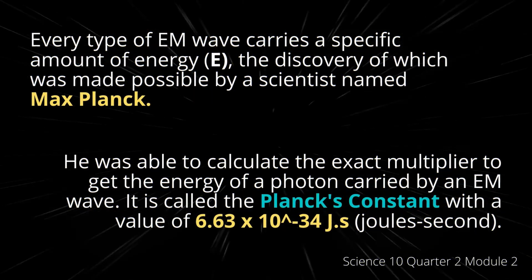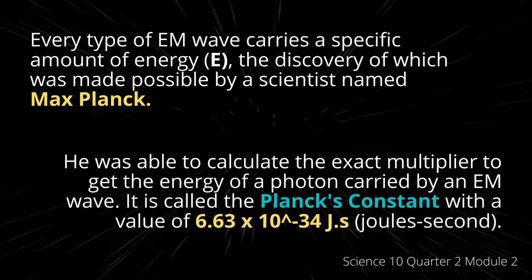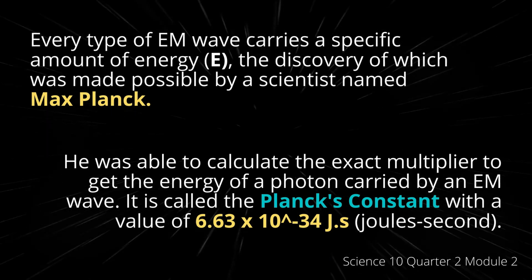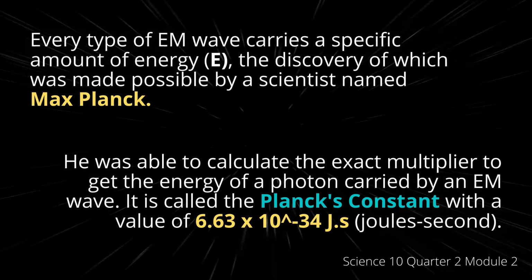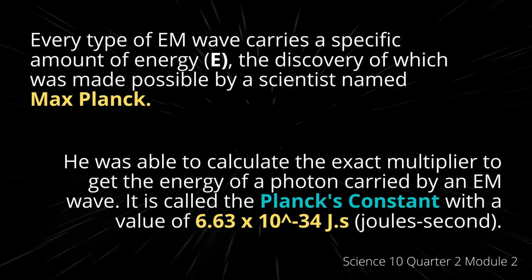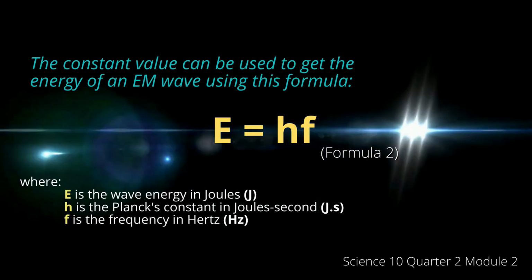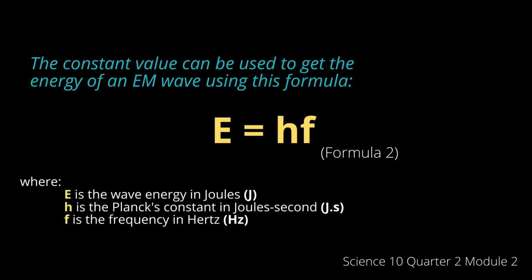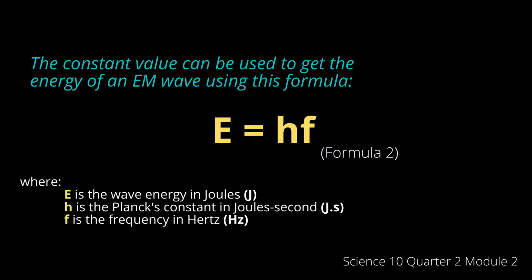Every type of EM wave carries a specific amount of energy denoted by capital letter E, the discovery of which was made possible by a scientist named Max Planck. He was able to calculate the exact multiplier to get the energy of a photon carried by an EM wave. It is called the Planck's constant, with a value of 6.63 × 10⁻³⁴ joules second. The constant value can be used to get the energy of an EM wave using this formula. E is equal to h times f, formula number 2, where E is the wave energy in joules, h is the Planck's constant in joules second, and f is the frequency in hertz.